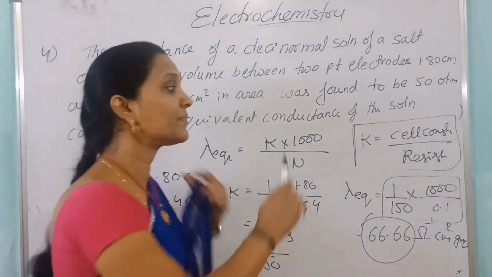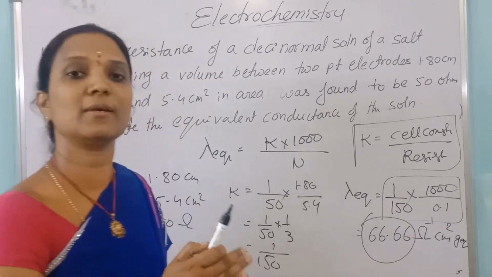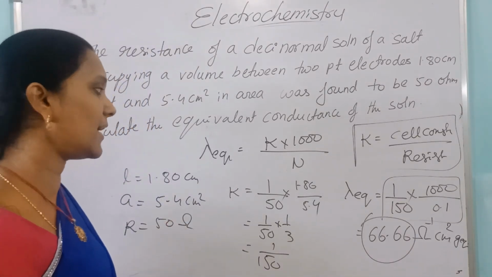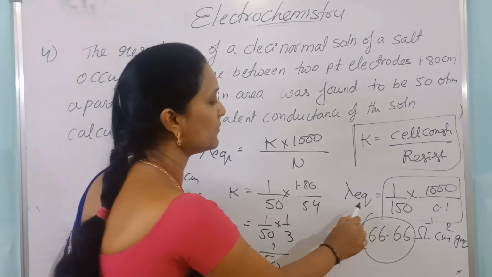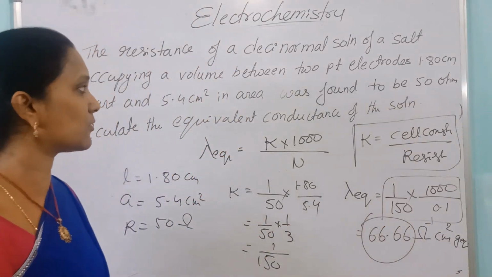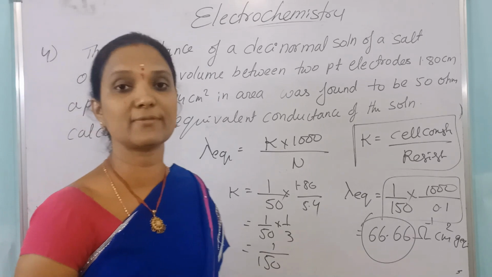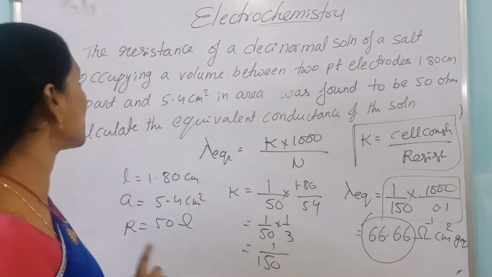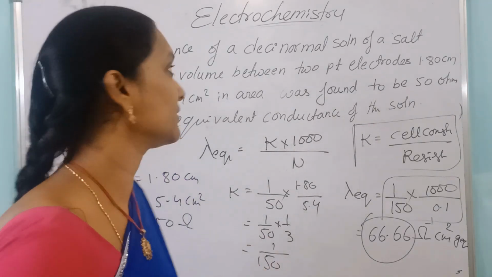How to find that K? Cell constant by resistance, nothing but length by area. Then simplify that and you will get the K value. Then substitute here. That is the equivalent conductance. It is the calculation of equivalent conductance from specific conductance. So it is the fourth problem. Now come to the fifth problem.